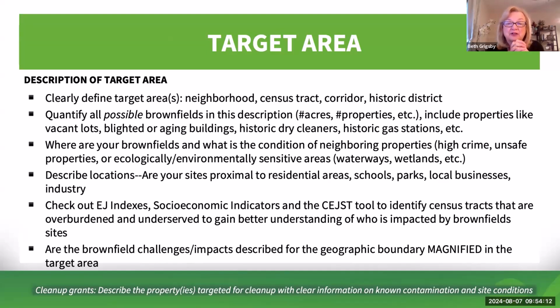I'm going to touch on that just very shortly, but we have Riley speaking from EPA Region 5. Riley will be speaking about these tools in more detail tomorrow. Are the brownfield challenges and impacts described in your geographic boundary magnified in the target area? It's good to bring it up. With cleanup grants, describe the properties targeted for cleanup with clear information on known contamination and site conditions. Detail, detail, detail. Next slide, please.